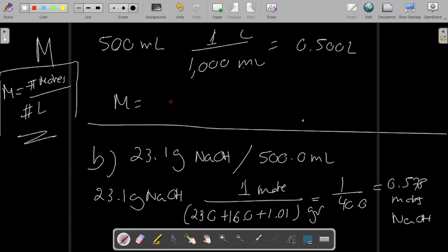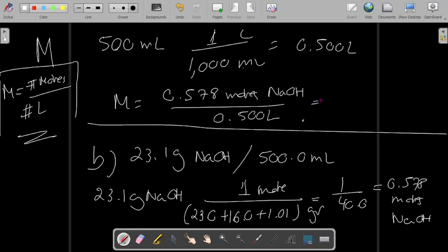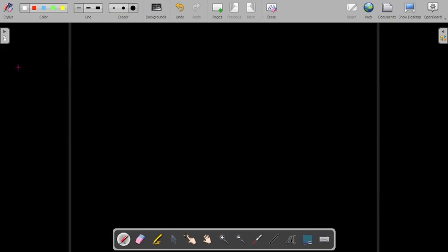My molarity is the number of moles, so 0.578 moles of that sodium hydroxide, and the number of liters in the solution, 0.500 liters. Calculate with your calculator, and you'll find that the molarity is 1.16 molarity. Box it so I know where your answer is, and you're done for B. I'm going to erase all of these.